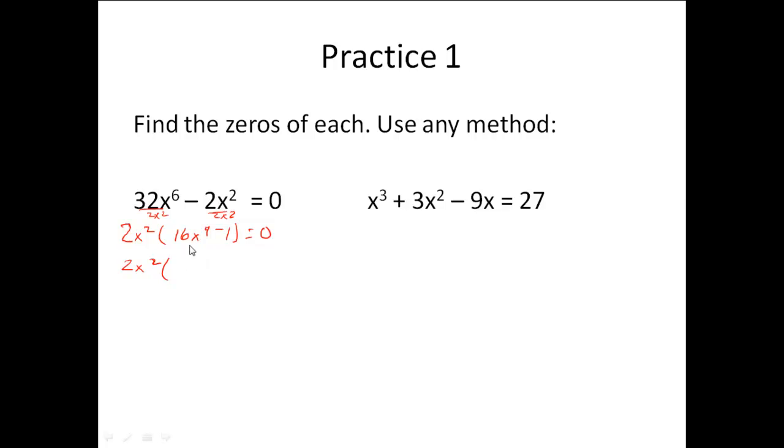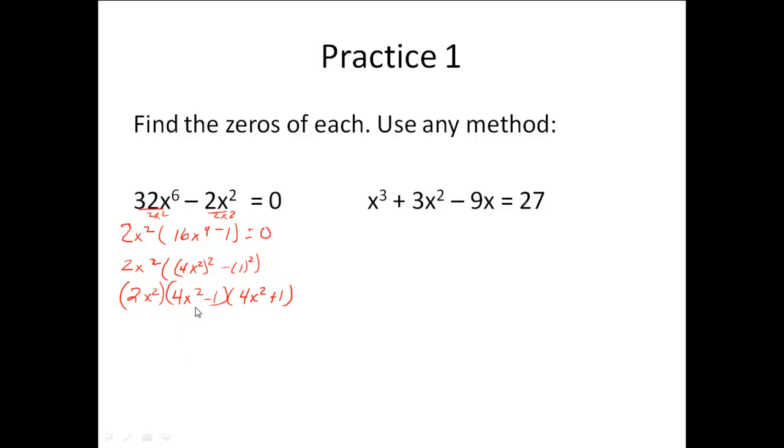So I'm going to rewrite 16x to the 4th as 4x squared squared, because 4 squared would give me the 16, and then the x squared would give me x to the 4th. My 1 would break down into 1 squared. So when I factor this, I'm going to have 4x squared minus 1 and 4x squared plus 1. I still have this 2x squared out in front.